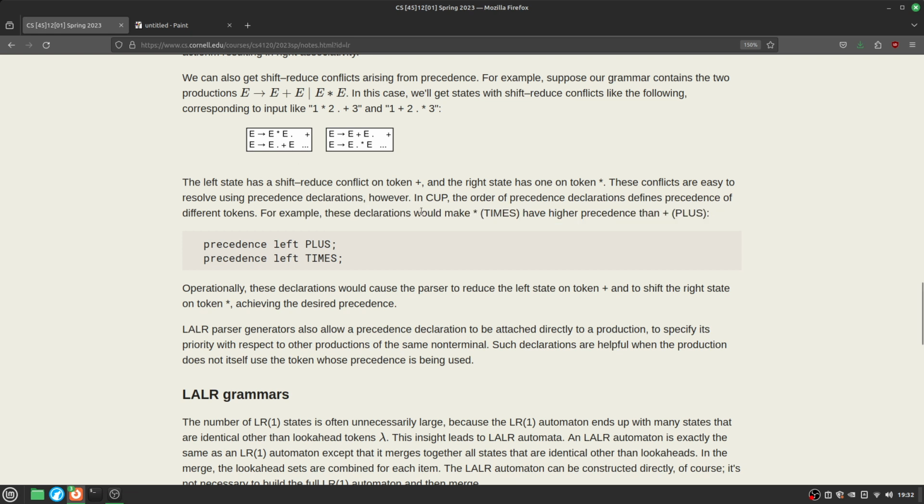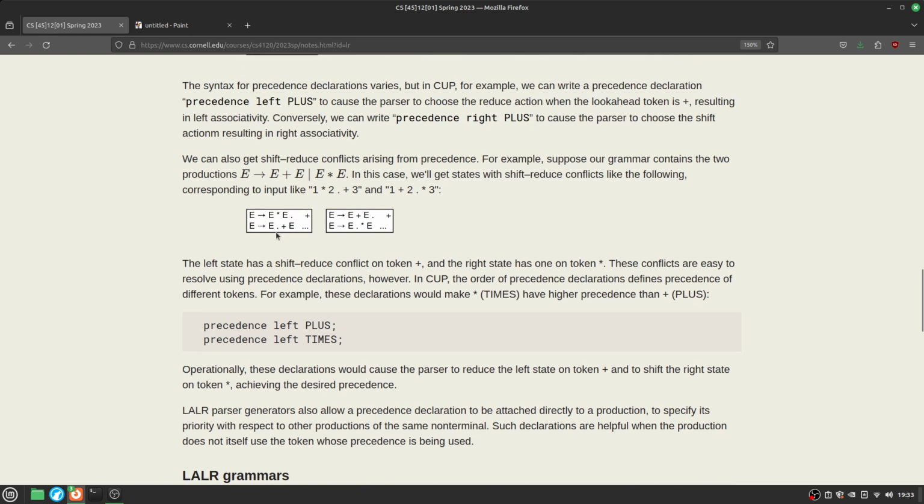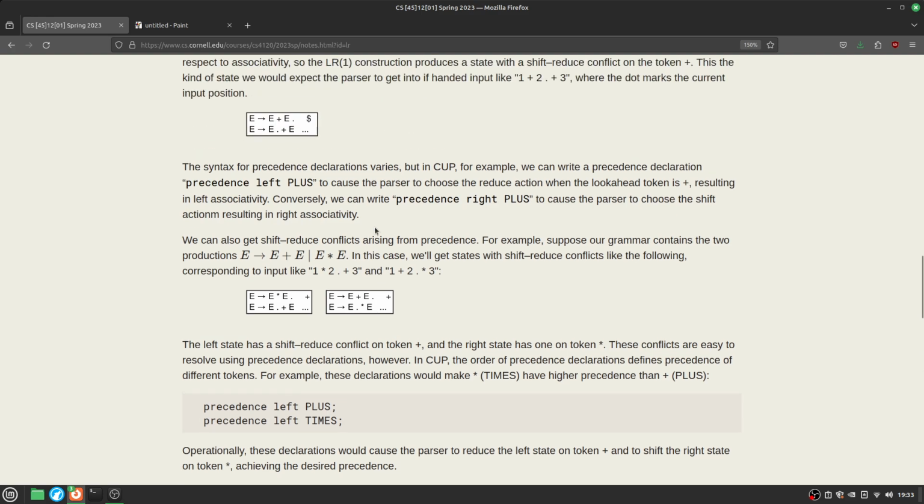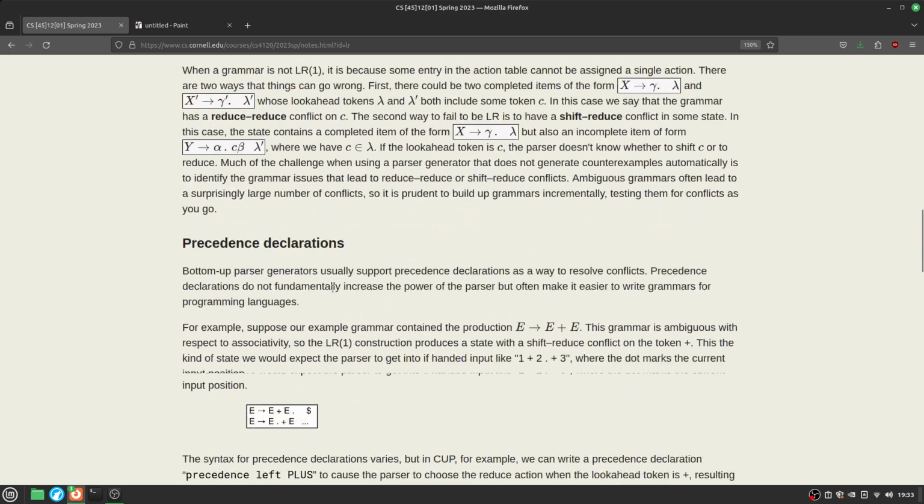Okay, so that makes sense. By reducing on a plus symbol here, we complete the E non-terminal, and then by shifting on the times symbol here, we make times have a higher precedence than plus. Okay, that makes sense.